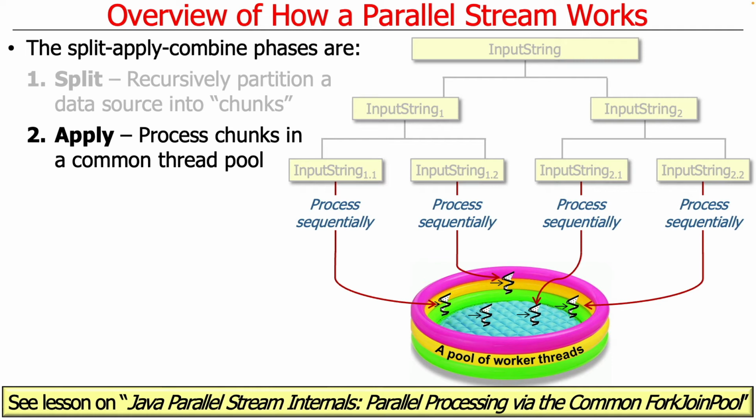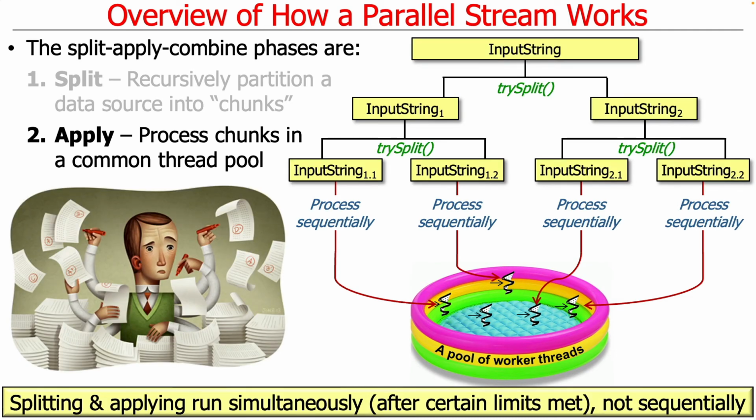And these chunks that are split up by the spliterator are then processed in worker threads in this pool. What's interesting about this is each chunk is run sequentially, but the composite of all the chunks runs in parallel, because they're all running on the threads in the pool at the same time.